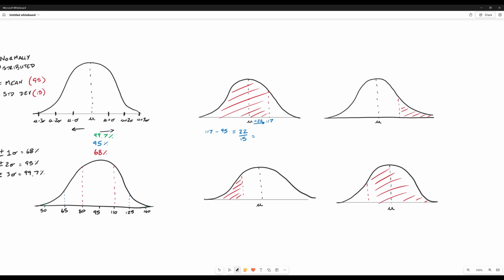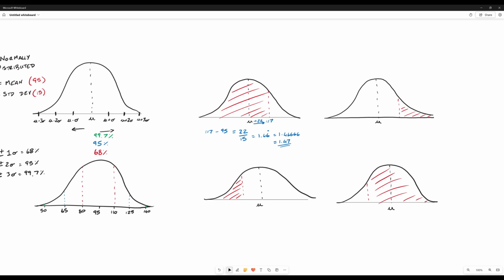Be careful of the dots, because that comes up in your calculator like that, and I know the dot is hard to see, but that is really 1.46666, and so on and so forth. But we're going to just round that to 1.47. So that is your Z score, right?